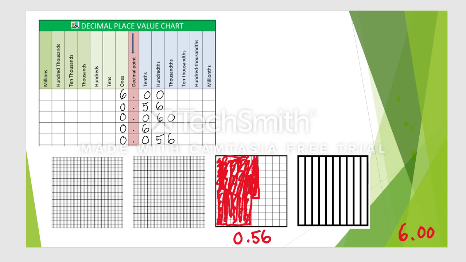The next one here is 0 and 60 thousandths, because we move 3 decimal places to the right, and we have the thousandths column here. So 60 thousandths. So if I use one of my thousandths grids and I were to actually shade in 60 of them, there are 10 thousandths in each little box here. So I have to shade in 6 of these boxes.